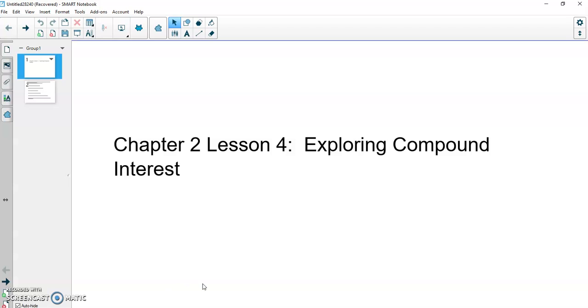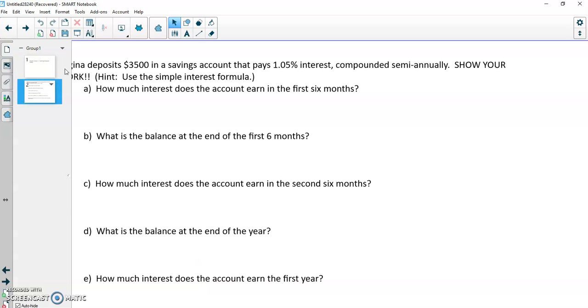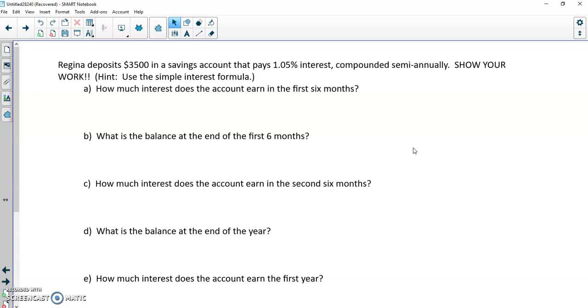So what is compound interest and what is simple interest? Simple interest, hopefully you learned from the last lesson, is the principal times the rate times the time. How does that relate to compound interest? How are they different? That's what this video is going to explore. So we're actually going to look at a problem here.